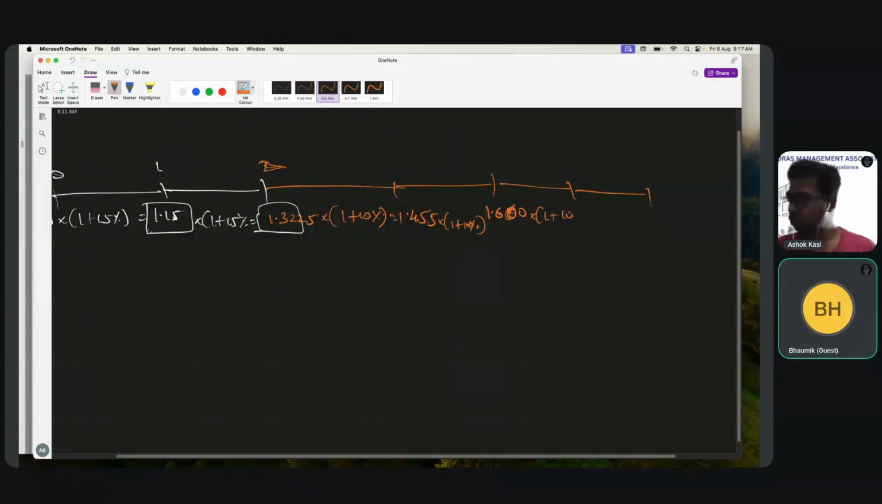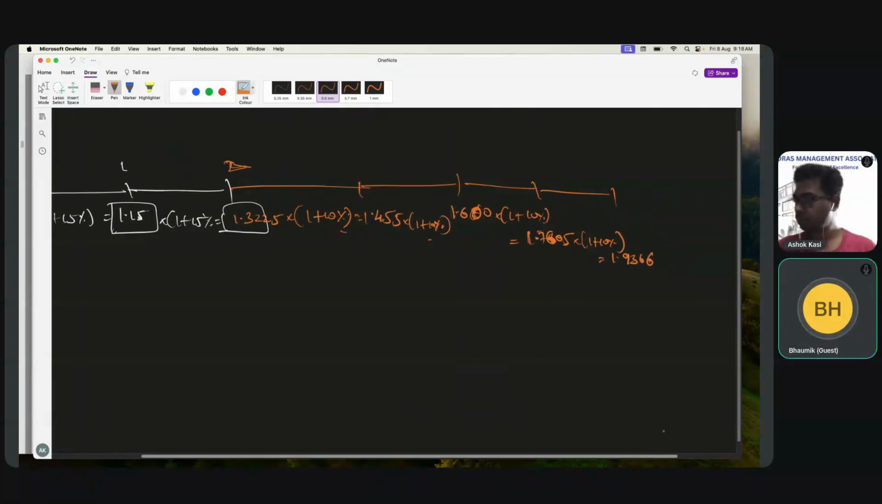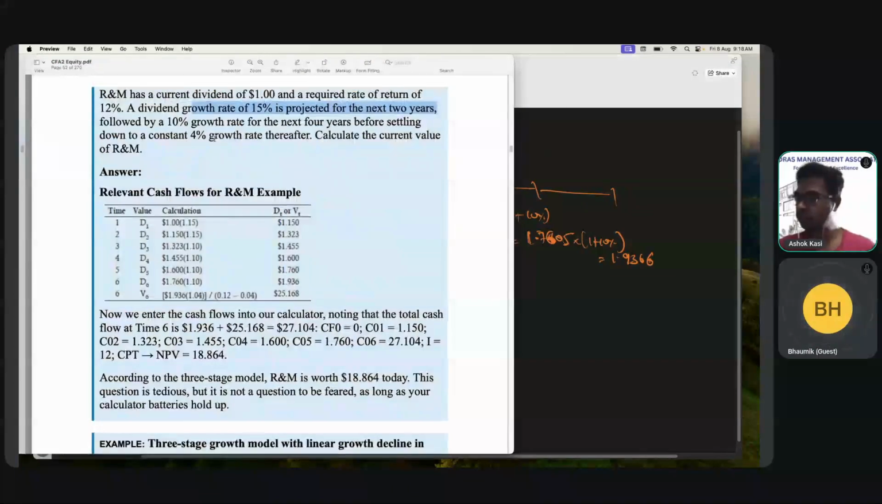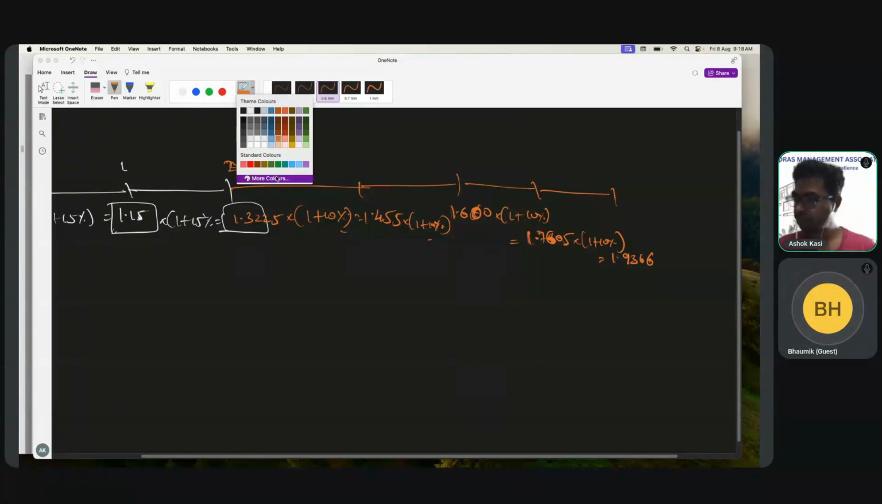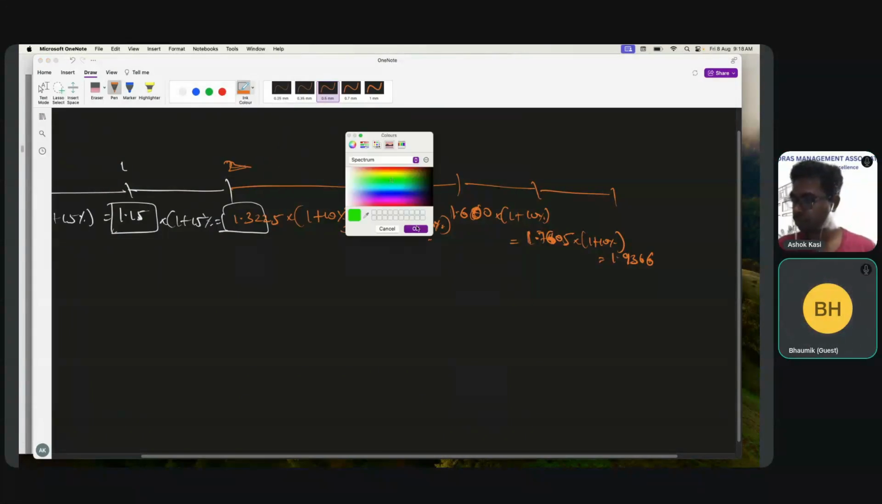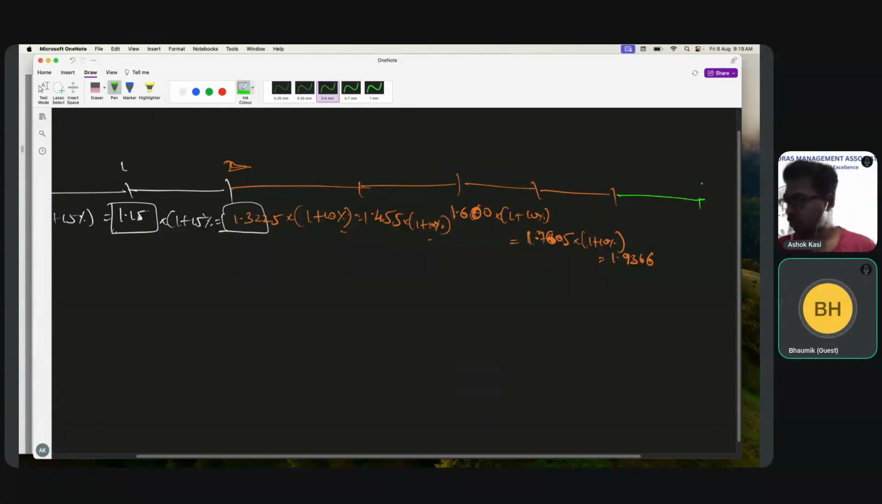Then the fourth time again, 1.9366. Then after that it is growing at 4% constant, so the next dividend is 2.014.